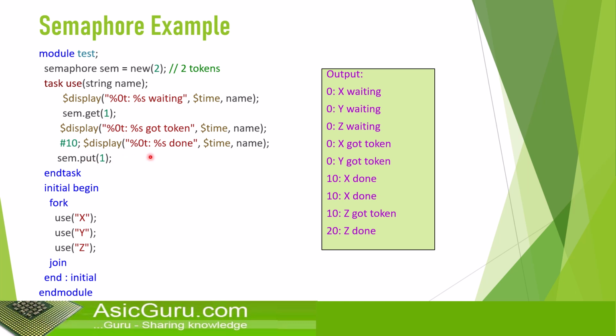So now after 10 time units, z gets the token, and then after 10 more time units z would print the message done. So this behavior ensures that only two processes run concurrently at any point, even though all three were launched at the same time.